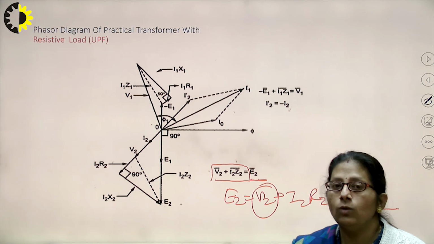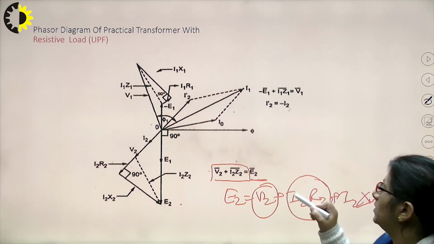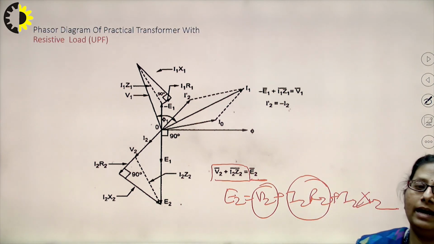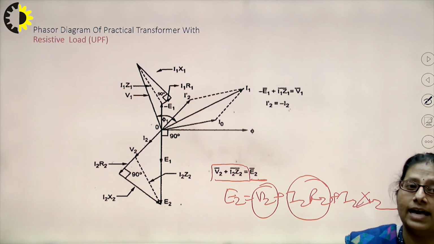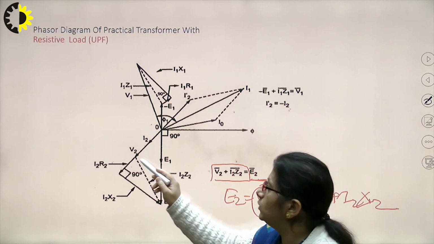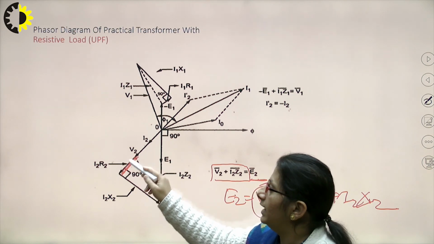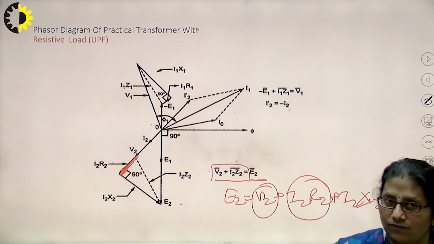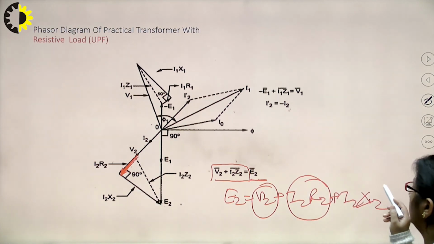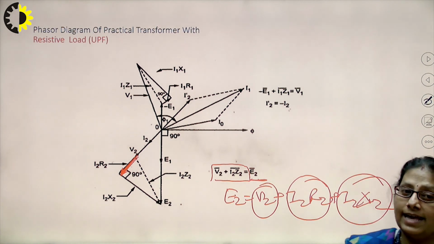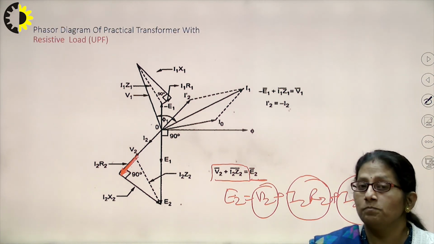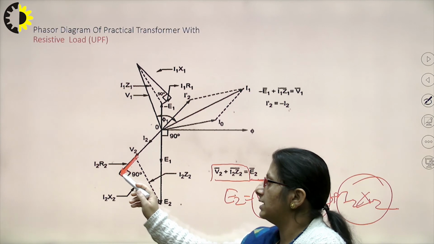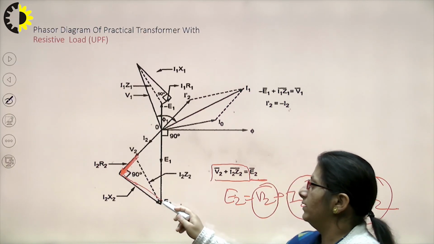Now to it I need to add a phasor named I2 R2, which is a voltage. This is a purely resistive voltage, which needs to be added in such a way that it is in the same phase as that of I2. So I'll just make the line a bit lengthier in the same phase. This is I2 R2. Now the other phasor, I2 X2, is once again an inductive voltage. In this case the voltage should lead the current by 90 degrees, right? So I should make this I2 X2 in such a way that I'll have this as my I2 X2.